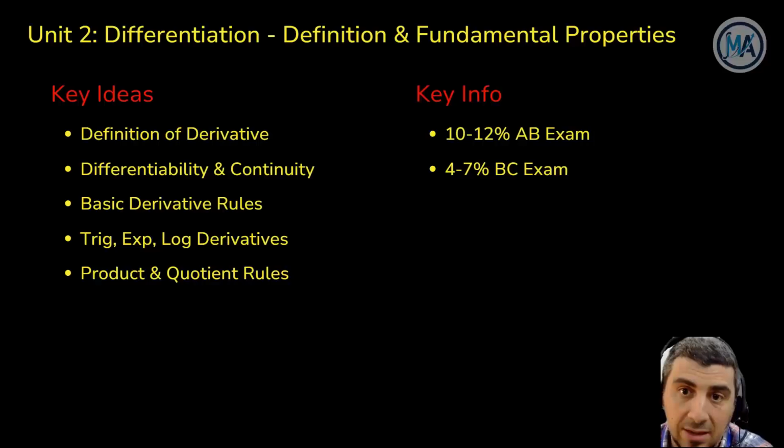Now, for the AB exam, this is going to take up about 10 to 12% of it. And again, for the BC exam, since that exam includes more content, Unit 2 is only going to take up 4 to 7%. First thing we got to know is the definition of the derivative.